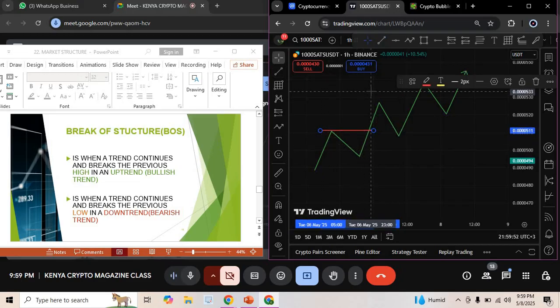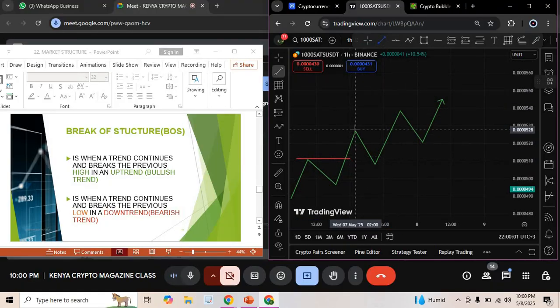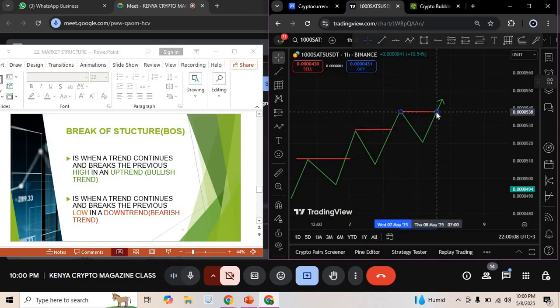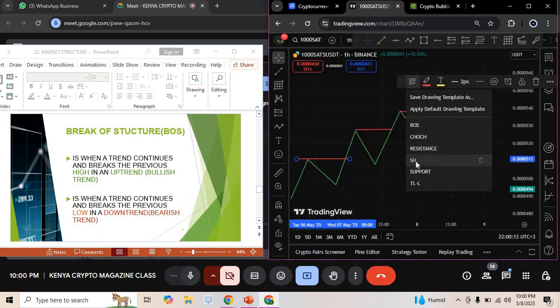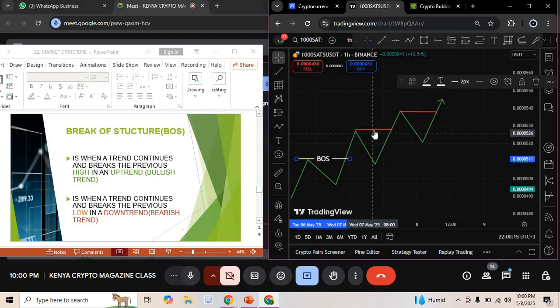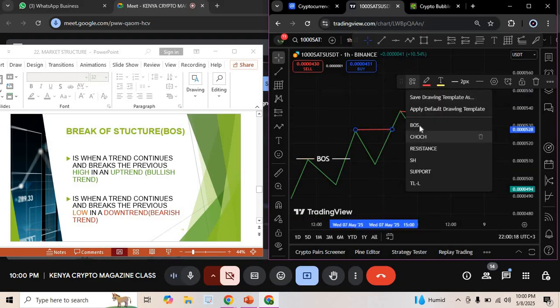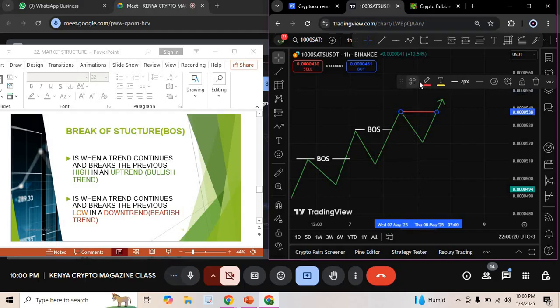So that level, that place where the market breaks the previous high, is what we call a break of structure. Also this one. This is the place where the high was broken, a break of structure. Also this one, a break of structure. Just to name them so that you can see them: a break of structure, a break of structure, and a break of structure. Again, like that.